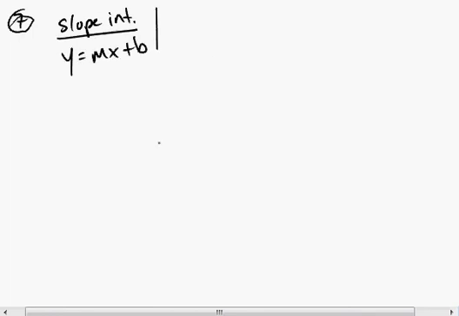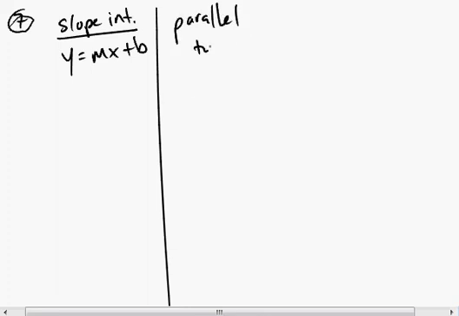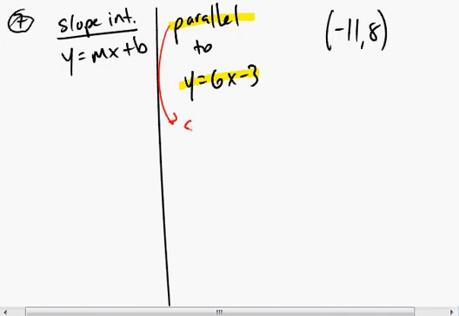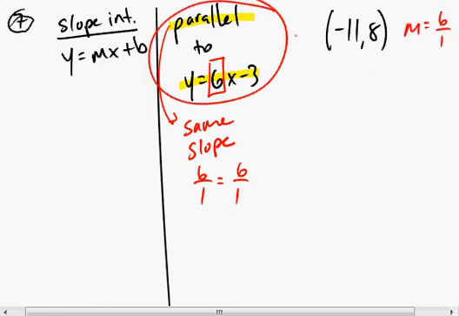Number 7. Choose an equation in slope-intercept form. So we have to make our equation look like this, right? Our line is parallel to this line and passes through the point negative 11, comma 8. Parallel means same exact slope, right? The slope of this other line here is 6, so our slope is 6. This information just tells you that the slope of our line is 6.